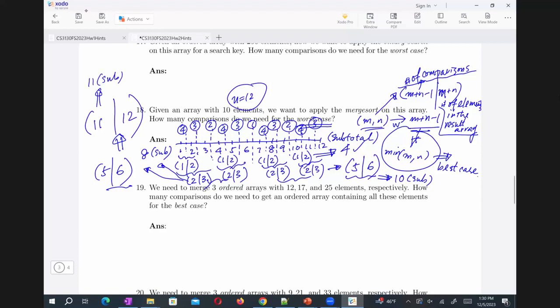Then we calculate the total. The first sub is 4, the second sub 8, the third one 10, the last one 11. How many? 33, right? 33. Try to understand it this way.